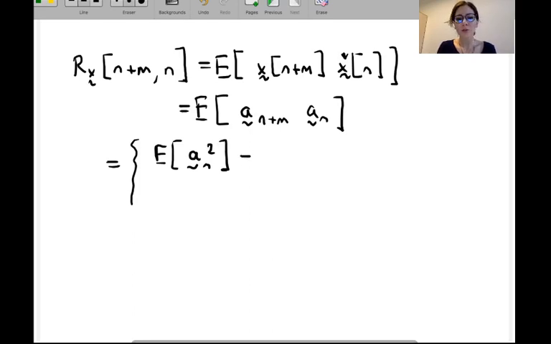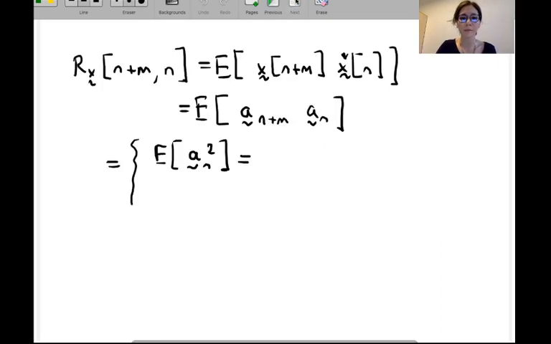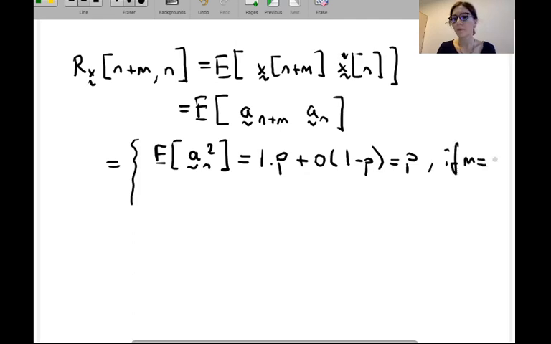But then the expectation of a n square, remember, we are in the 0-1 Bernoulli case, so each sample is 1 with probability p. If we look at the square of that random variable, it is going to be 1 with probability p, and it's going to be 0 with probability 1 minus p. So 1 times p plus 0 times 1 minus p. So we get p if m is equal to 0.